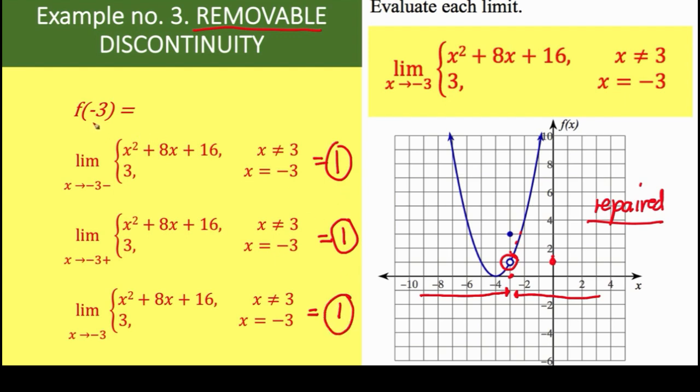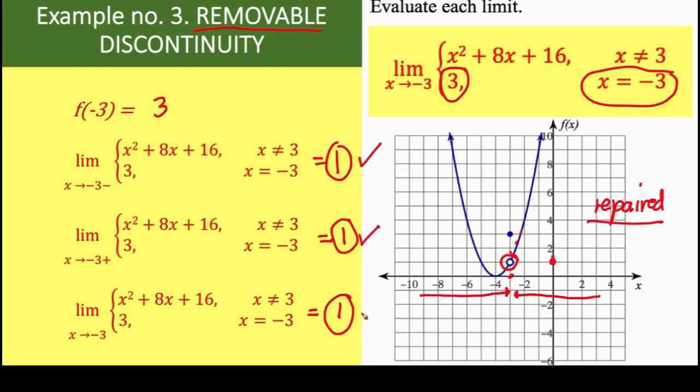Now, what is the value of f of negative 3? If x equals negative 3, then the value of the function is 3. So therefore, f of negative 3 is positive 3. Notice now that the left-hand limit is positive 1, the right-hand limit is positive 1.